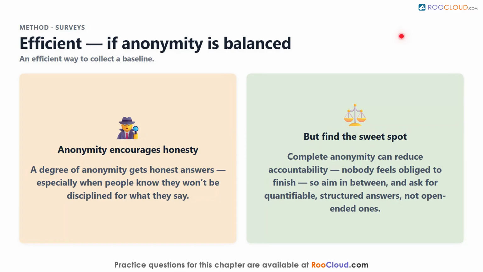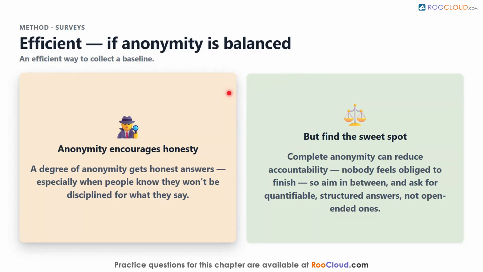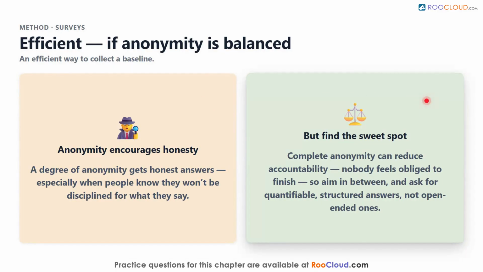Surveys deserve a closer look because they are an efficient way to collect a baseline. A degree of anonymity encourages honest answers, especially when people know they will not be disciplined for what they say. But there is a trade-off. Complete anonymity can actually reduce accountability, because nobody feels obliged to finish the survey. So the sweet spot is somewhere in between. Questions that capture quantifiable, structured answers make a survey far more useful than open-ended ones.